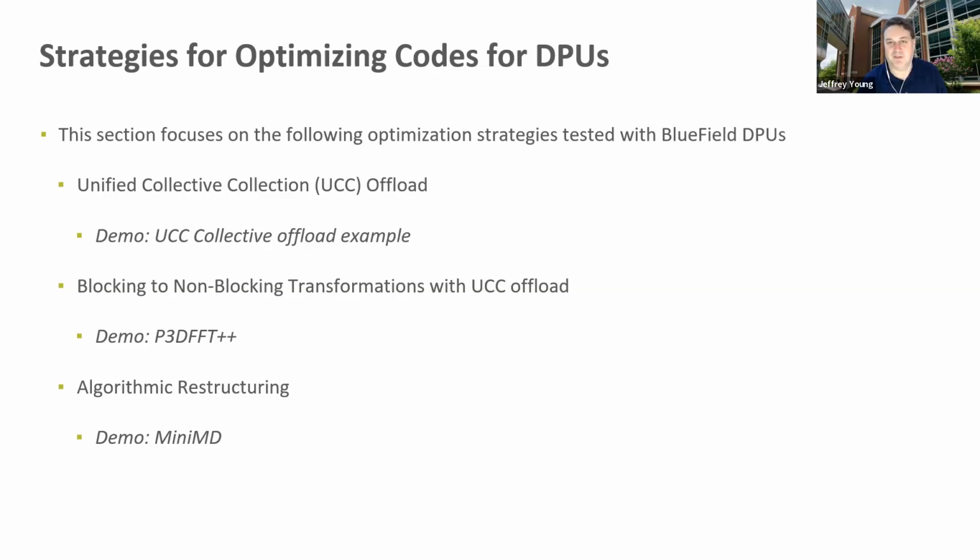That's pretty complex. It is sort of low level at the moment because it is built on top of UCX. Then we'll talk a little bit about blocking and non-blocking transformations using UCC offload, an application that uses that, P3DFFT++, the C++ variant of P3DFFT. And then I'll give a longer presentation on the most complicated strategy to use, which is algorithmic restructuring. If you have an application, you can potentially rewrite your algorithm to map it to both the DPU and the host.